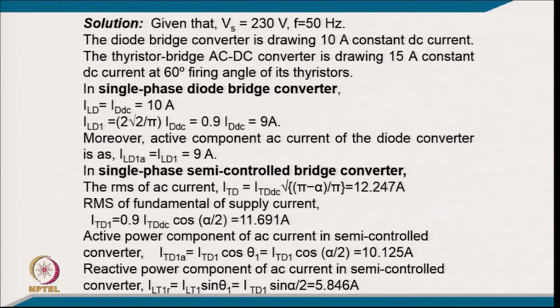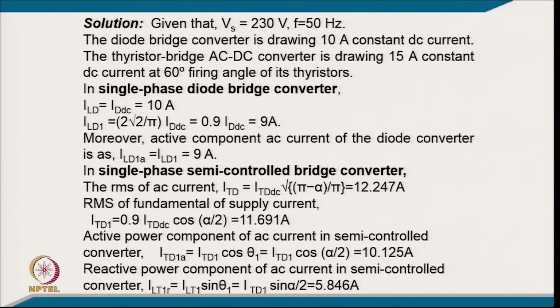is drawing 10 ampere constant DC current, and the thyristor bridge AC-DC converter is drawing 15 ampere constant DC current at 60 degree fire angle of the thyristor. So, in the single phase diode rectifier, I_LD equals I_DC, that is 10 ampere, and I_LD1 is 2√2 upon pi, the fundamental of a square wave, so it comes to 9 ampere.